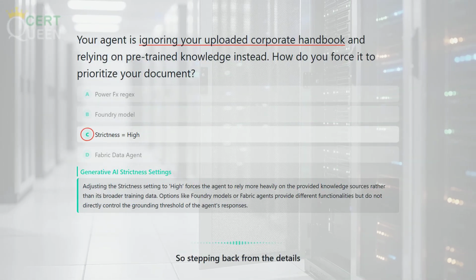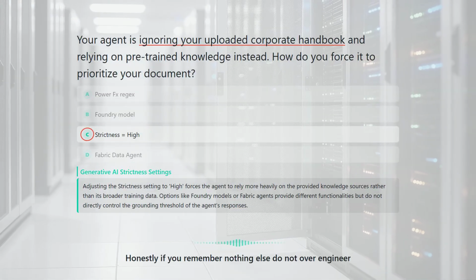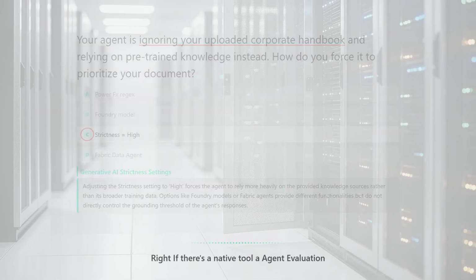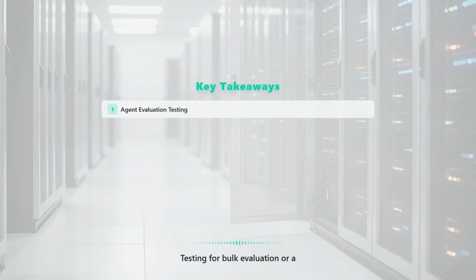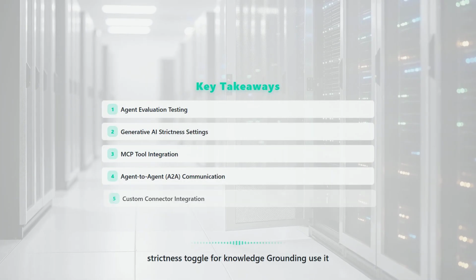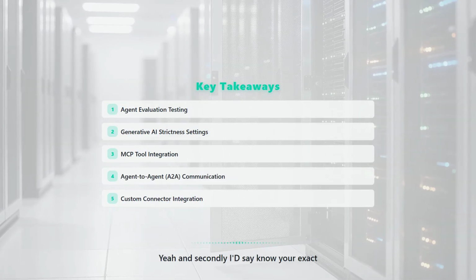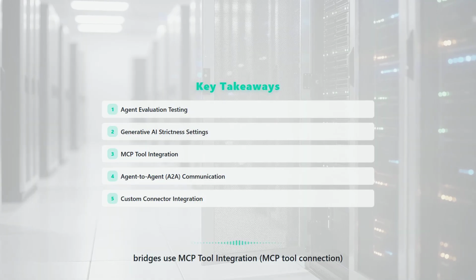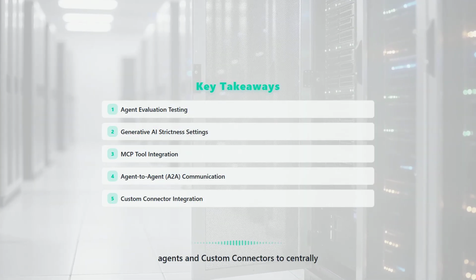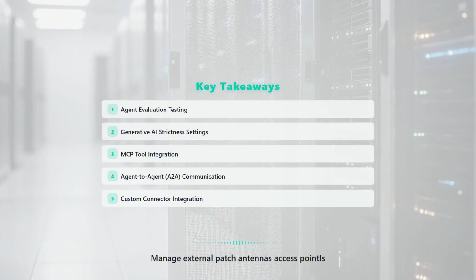So stepping back from the details, what are the big patterns we just saw? Honestly, if you remember nothing else, do not over-engineer. Right. If there's a native tool like a test set for bulk evaluation or a strictness toggle for knowledge grounding, use it. Don't build a custom script. Yeah, and secondly, know your exact bridges. Use MCP for local tools, A2A to keep context between agents, and custom connectors to centrally manage external APIs.